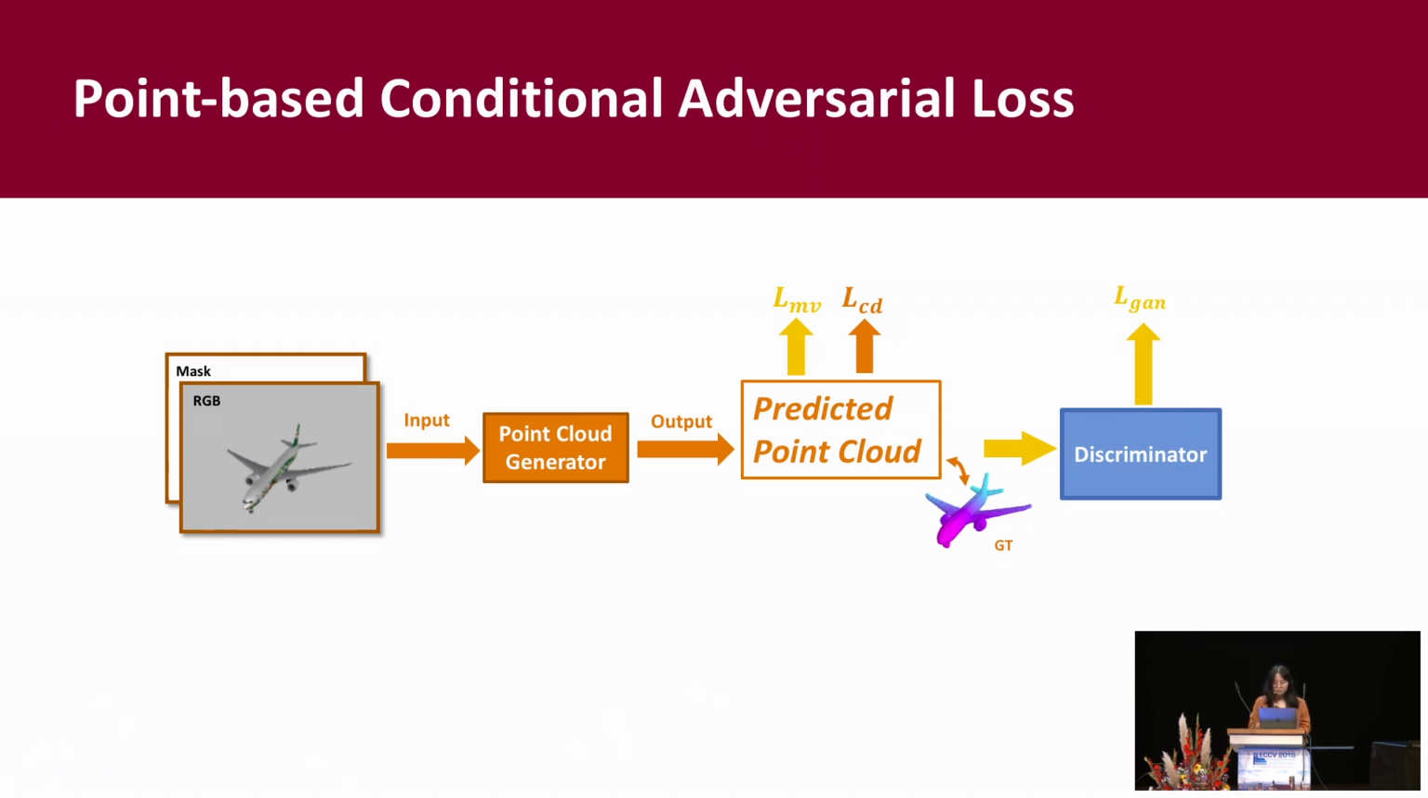Besides the multi-view geometric constraints, we also propose to use a point-based conditional adversarial loss to constrain the 3D geometry in a semantic way.